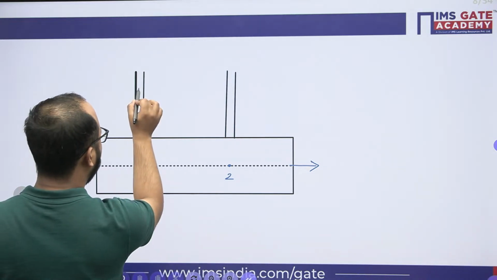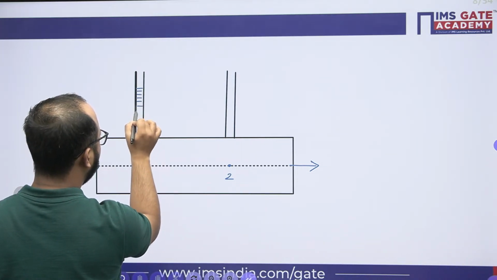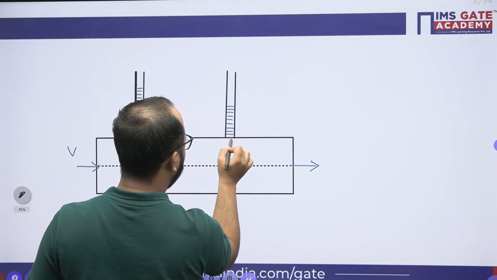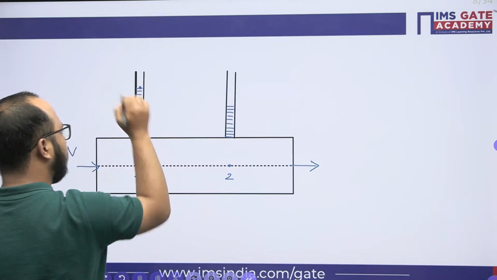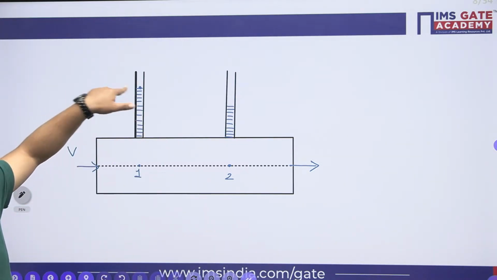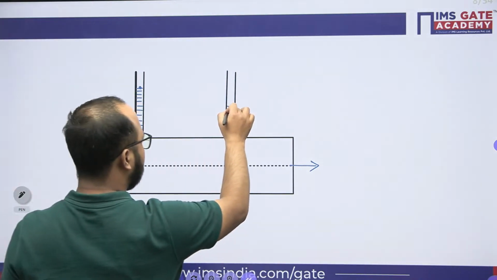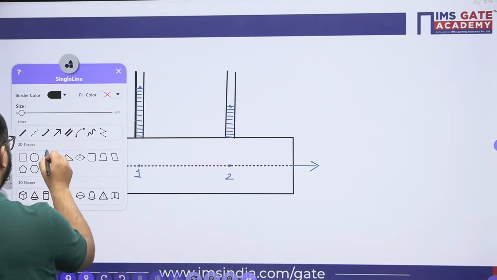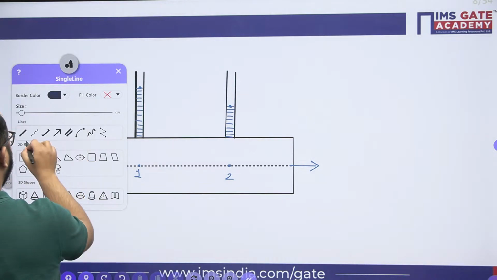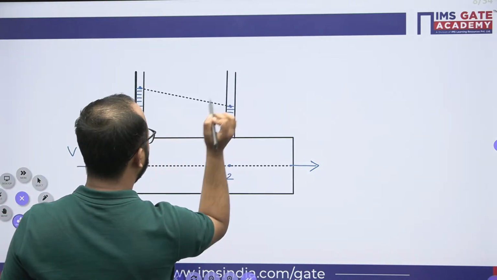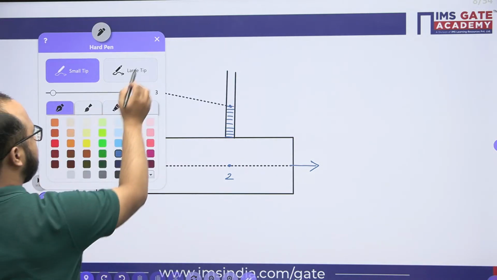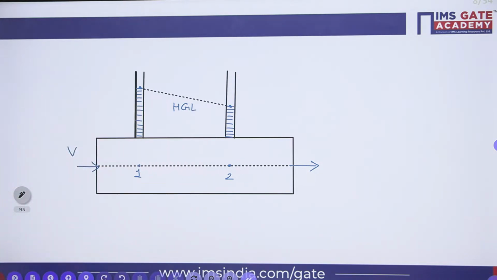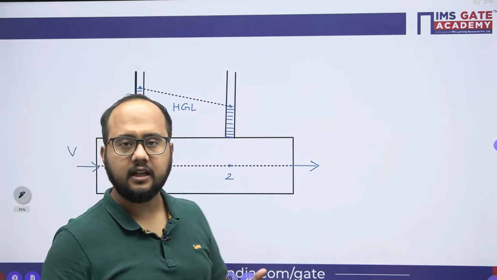Let's suppose in this piezometer it will rise like this, and here it will rise, let's suppose, up to here. So this point is actually the piezometric head for you, right? And this is the piezometric head at point 2. So what I will do here, simply I will join these 2 points. So this will be my HGL, hydraulic gradient line.